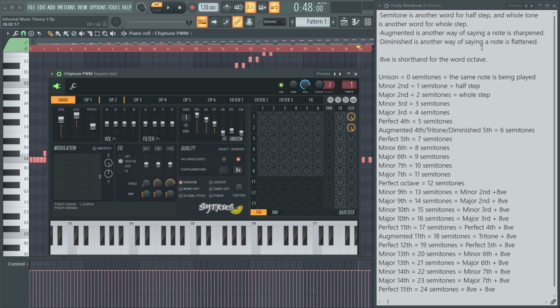Okay, so let's go over a couple more examples, like E and A. Alright, so we have E, and then we have 1, 2, 3, 4, 5. So it takes 5 semitones to get from E to A, so it has to be a perfect fourth. Let's try G and A. So we have G, and 1, 2. Okay, 2 semitones, so it has to be a major second.